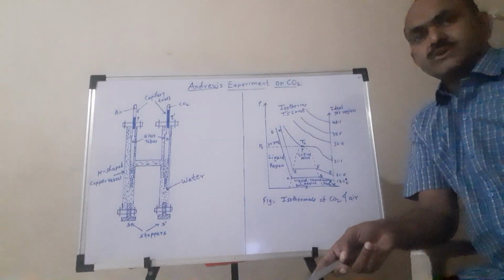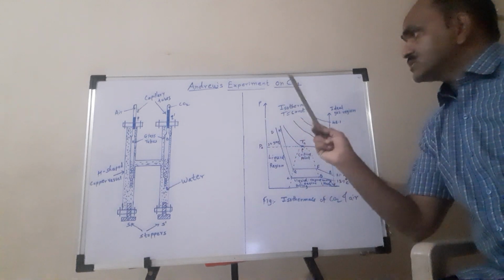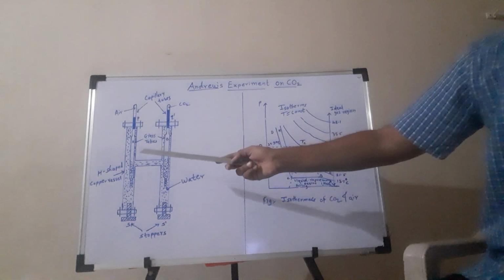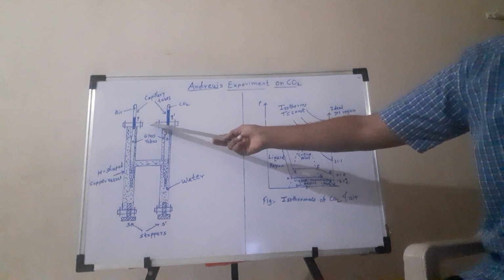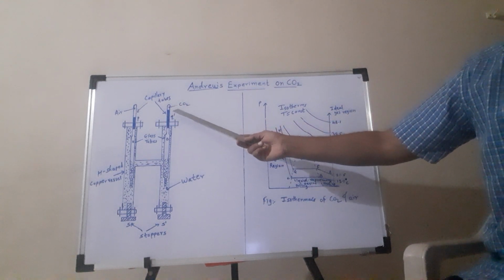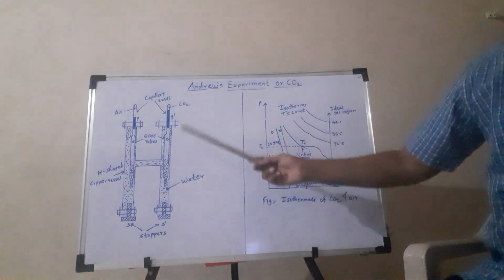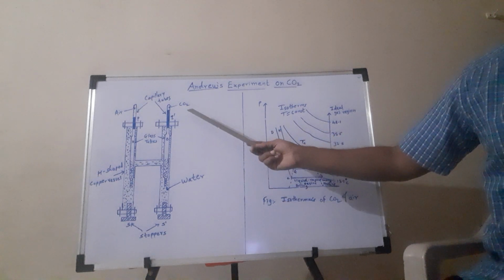Hello friends, today we are going to discuss the Andrews experiment on CO2. The apparatus used by Andrews in 1869 to study the isothermals of carbon dioxide at different temperatures.